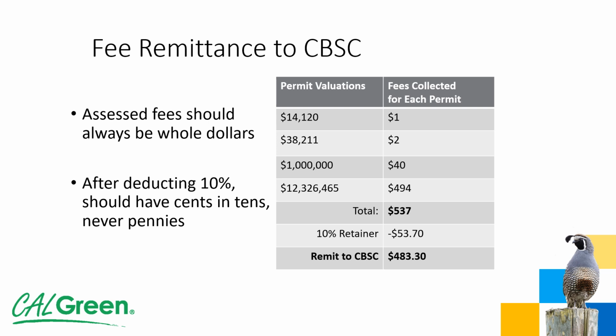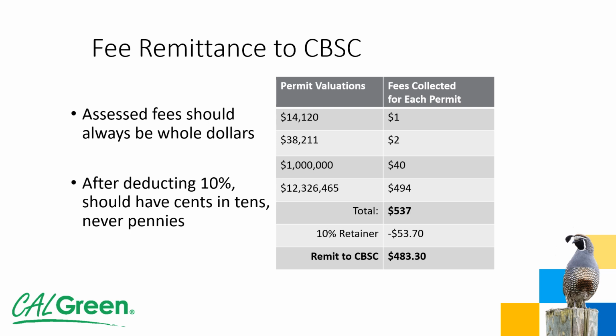Let's use the prior calculation examples as if these are all of the permits issued and fees collected for a quarter. So the total fee assessment is $537, and the 10% retainer for the local jurisdiction is $53.70. Remember, the 10% retainer is an allowance to cover the jurisdiction's administrative costs and code enforcement and education efforts, and is deducted from the total assessed amount of $537.